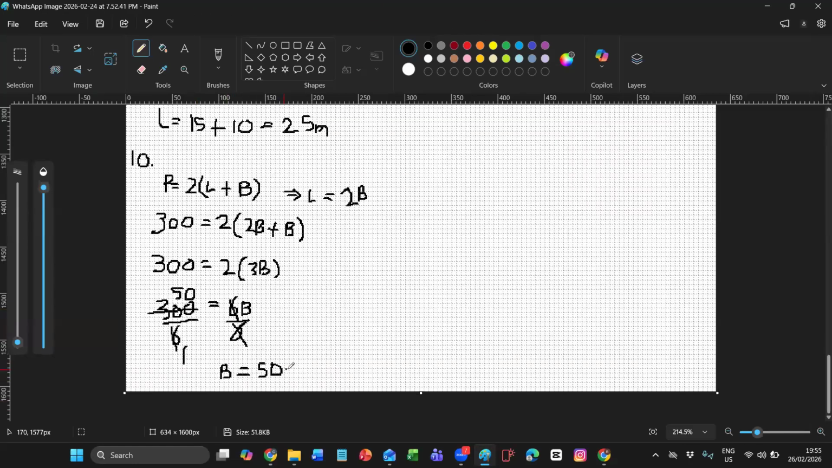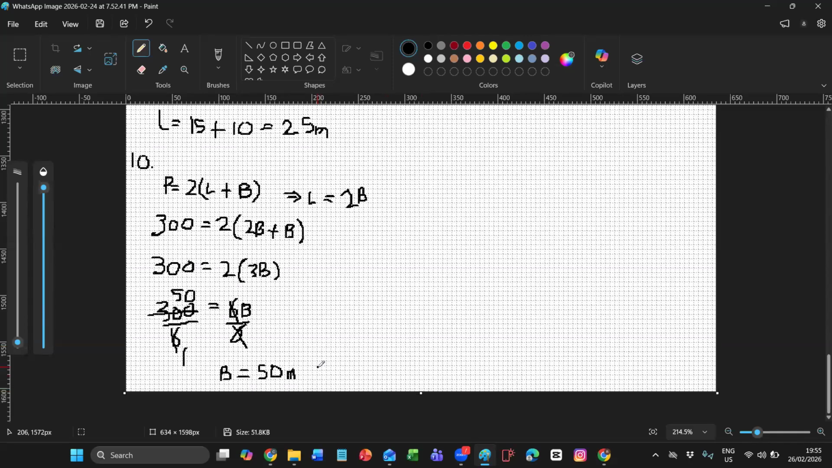So if the breadth is 50 meters, what do you think the length will be? 100. 100, exactly, because they told us that the length is 2 times the breadth, right? Yes, sir. Therefore, length will be equal to 2 times 50, which is 100 meters.